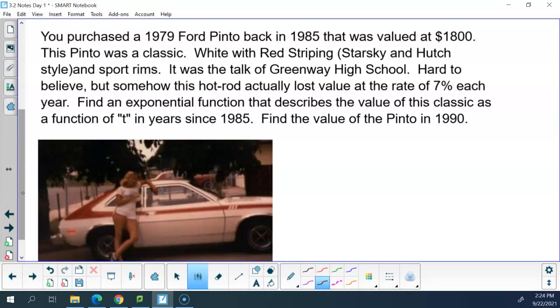Hard to believe, but somehow this hot rod actually lost value at a rate of 7% each year. Find an exponential function that describes the value of this classic as a function of t in years since 1985, and then find the value of said Pinto in 1990.